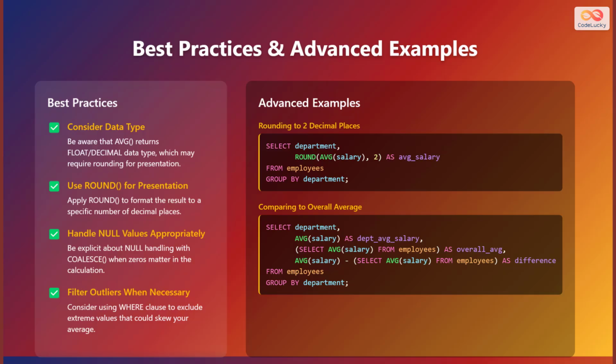For comparing with the overall average: SELECT department, AVG(salary) AS department_average_salary, (SELECT AVG(salary) FROM employees) AS overall_average, AVG(salary) - (SELECT AVG(salary) FROM employees) AS difference_from_overall FROM employees GROUP BY department.